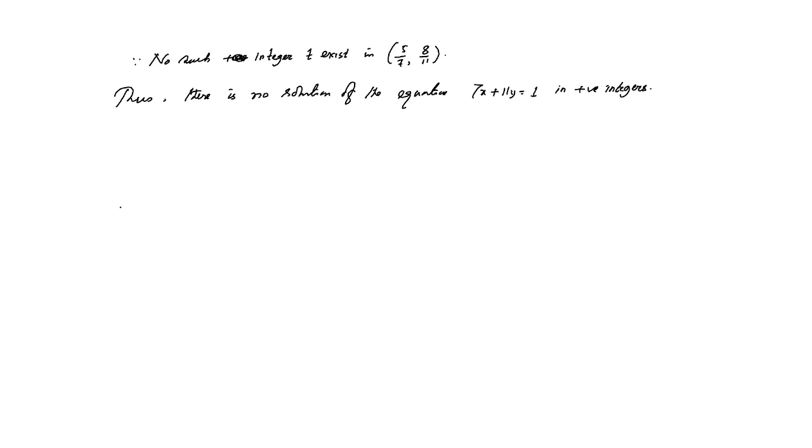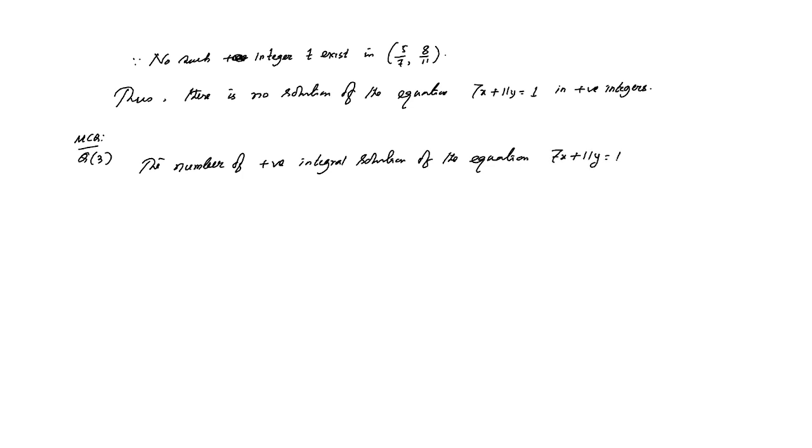Okay, so now we will continue another important problem. This is an MCQ problem. The number of positive integral solutions of the Diophantine equation 7x plus 11y equals 1 is: option A, 0, that is no positive integral solution; option B, 1; option C, 2; and option D, infinite.